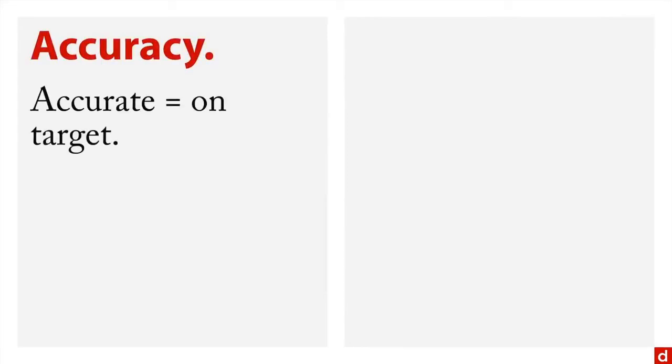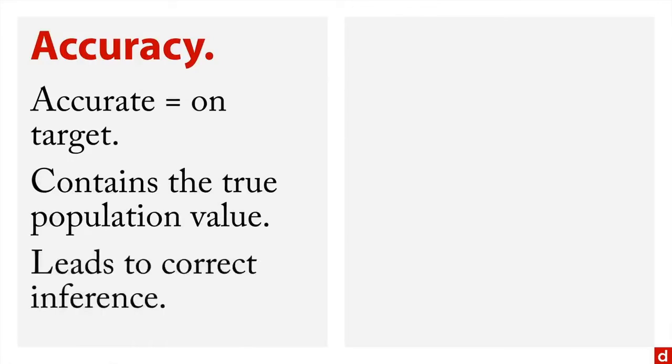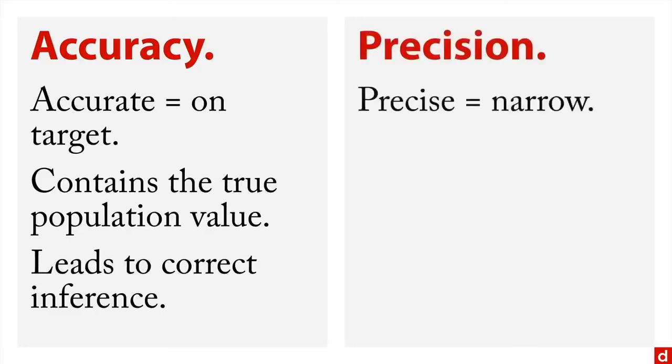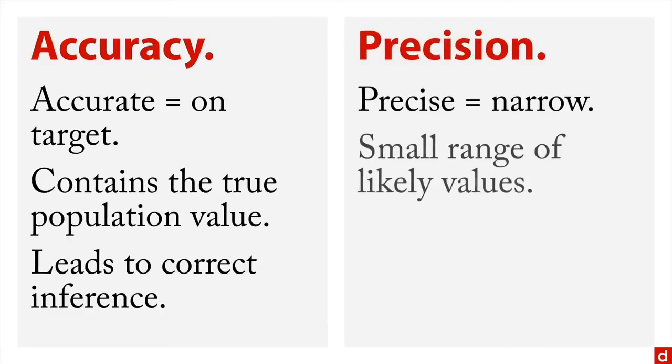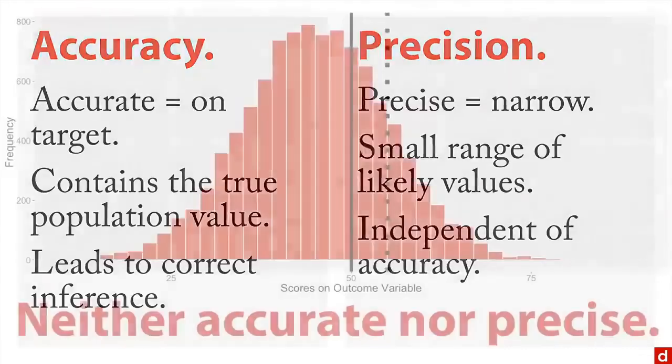Now, there's a fundamental trade-off in what's happening here, and it's the trade-off between accuracy, which means you're on target, or more specifically, that your interval contains the true population value. And the idea is that leads you to the correct inference. There's a trade-off between accuracy and what's called precision in this context. And precision means a narrow interval, and it's a small range of likely values. And what's important to emphasize is this is independent of accuracy. You can have one without the other, or neither or both. In fact, let me show you how this works.